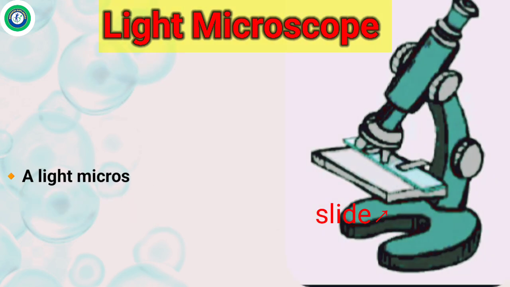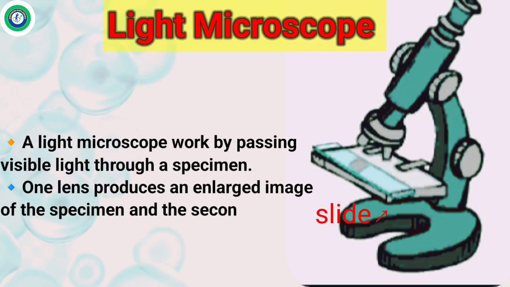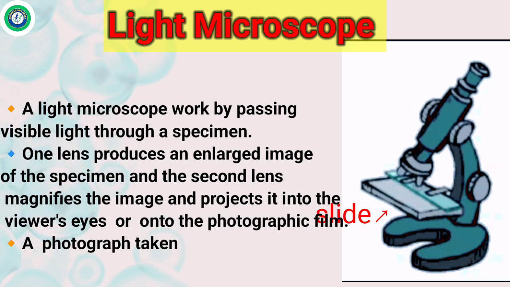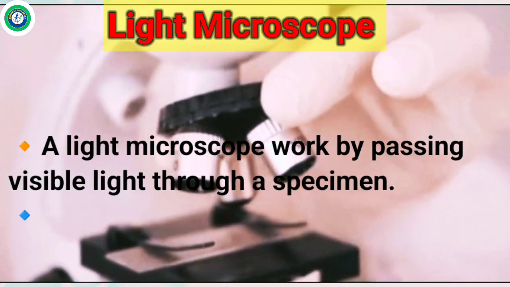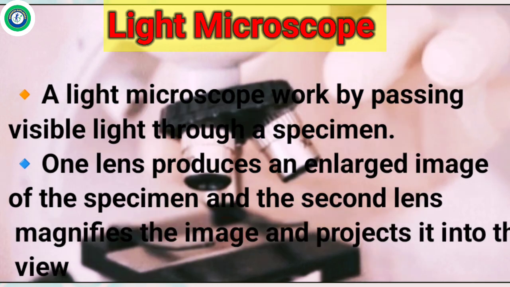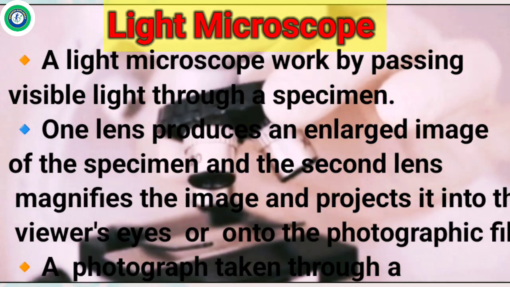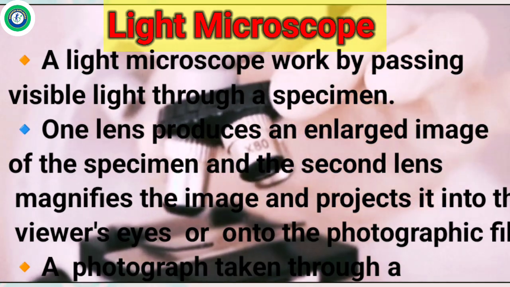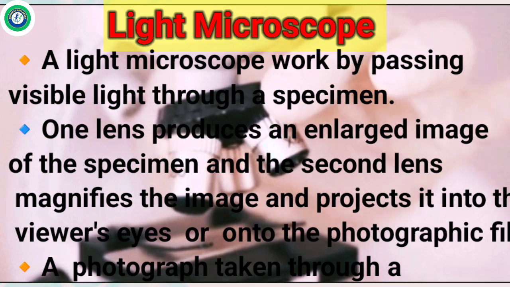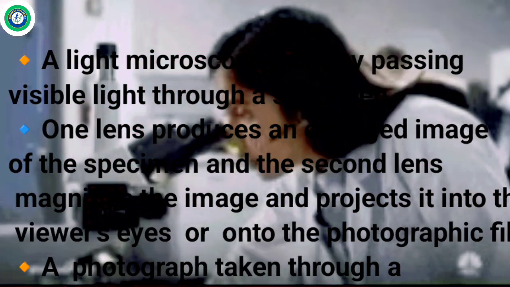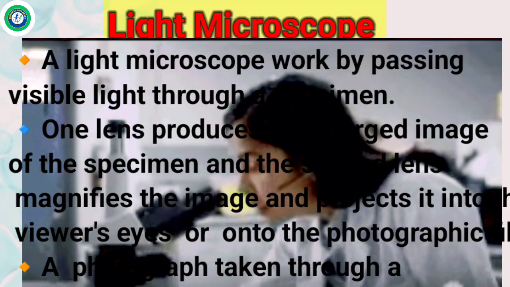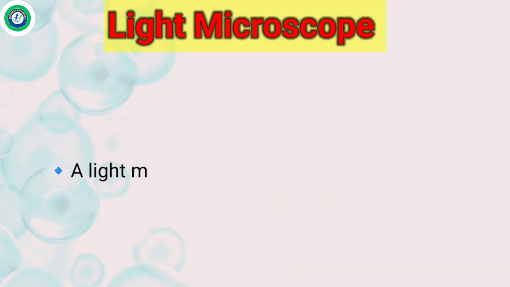Light microscope. A light microscope works by passing visible light through a specimen. One lens produces an enlarged image of the specimen, and the second lens magnifies the image and projects it into the viewer's eyes or onto the photographic film. A photograph taken through a microscope is called a micrograph.